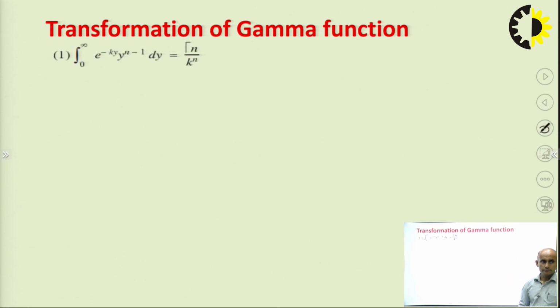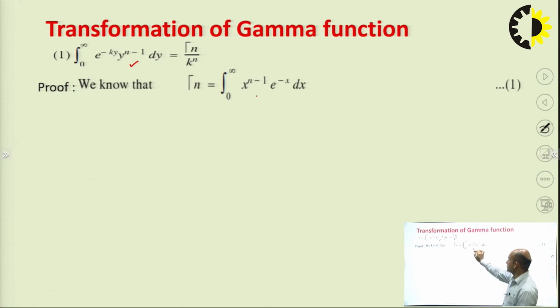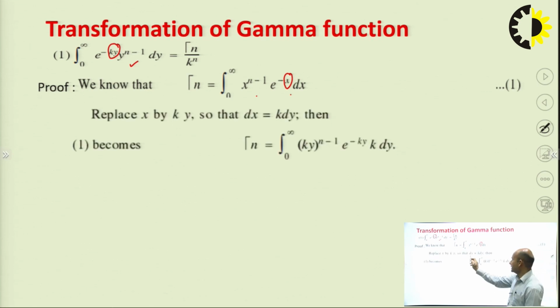Now we have some transformations of the gamma function, and a very important transformation is the integral of e raised to minus ky, y raised to n minus 1 dy, which equals gamma n upon k raised to n. As we know, the only formula we have discussed is gamma n, which is the integration 0 to infinite x raised to n minus 1 e raised to minus x. So we have to convert this integration into this form. Since there is x and there is ky, first we assume x as ky. So let x equal ky, or dx will be k dy.